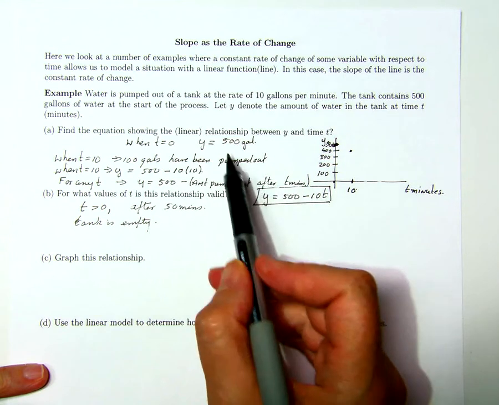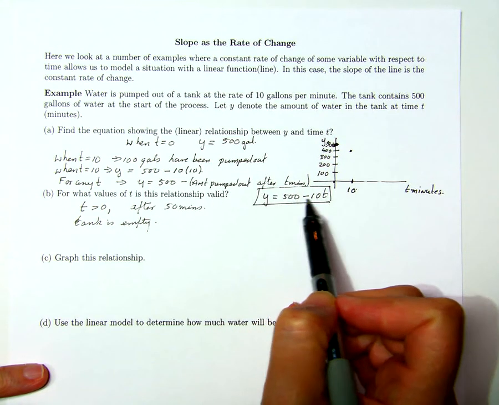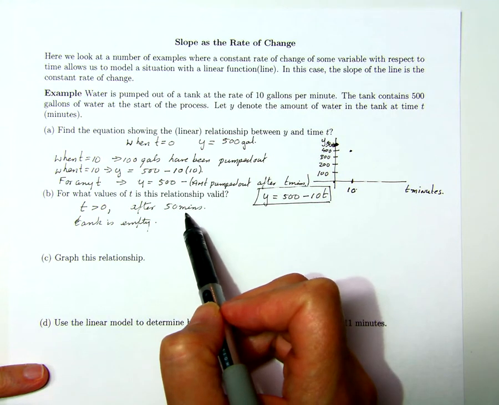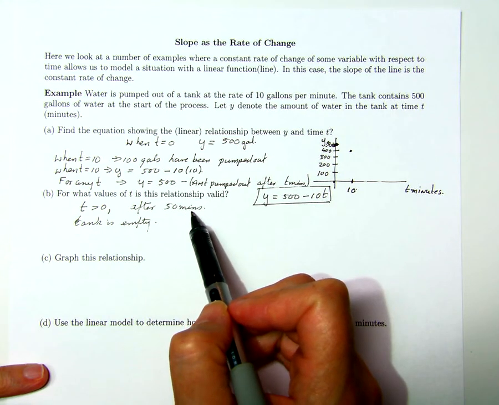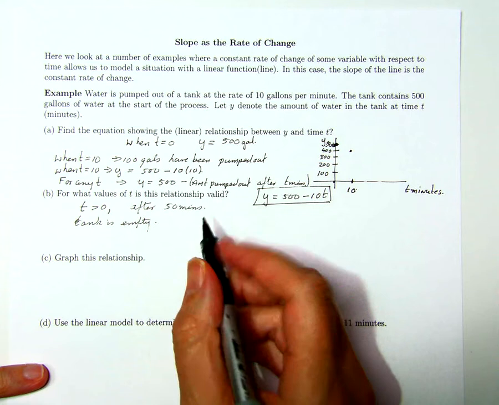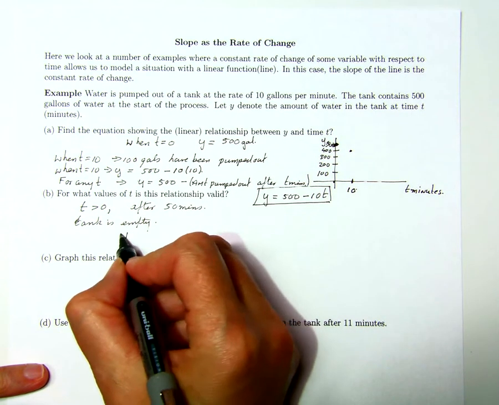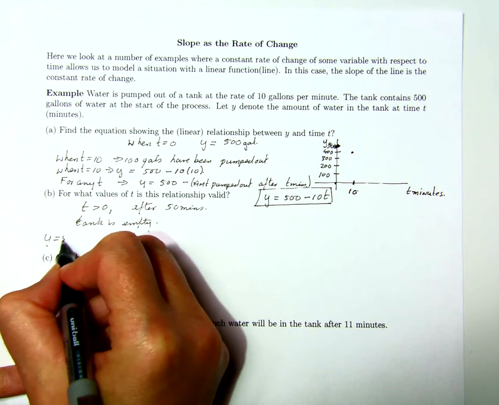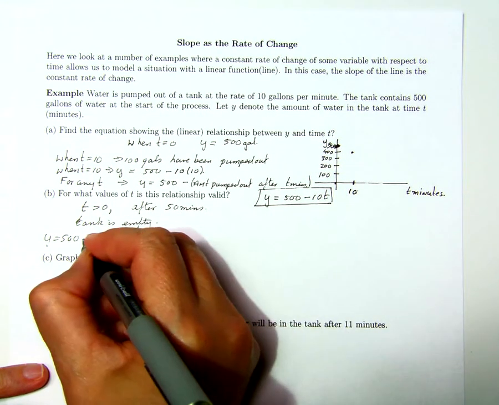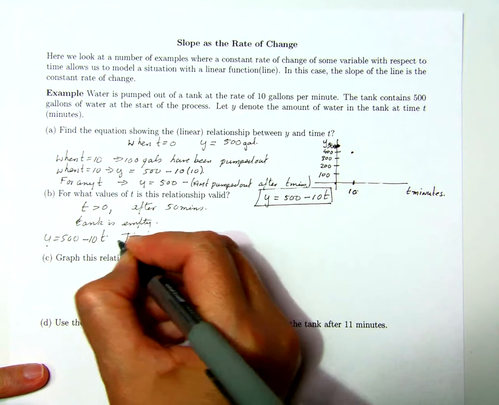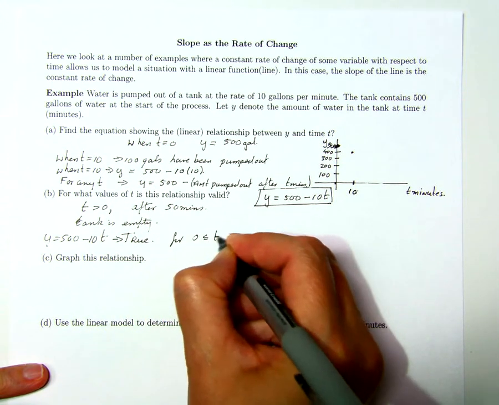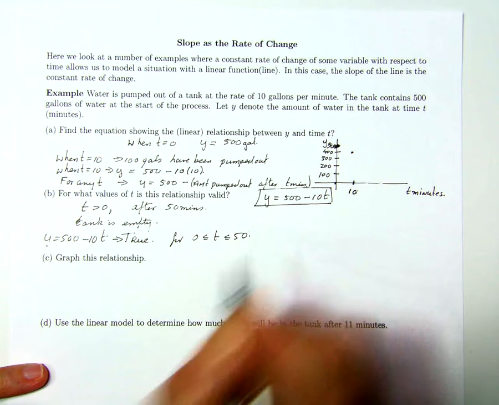So this particular relationship, y equals 500 minus 10t, holds up to 50 minutes, which is the amount of time that it takes to drain the tank. So this is true: y equals 500 minus 10t. That's true for 0 less than or equal to t, which is less than or equal to 50.